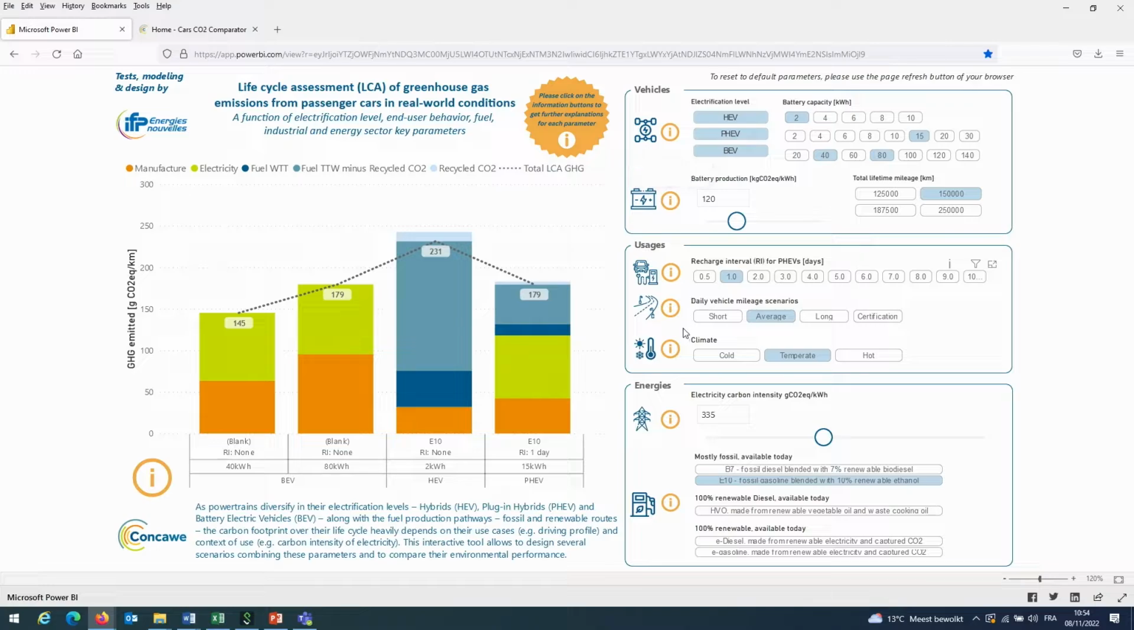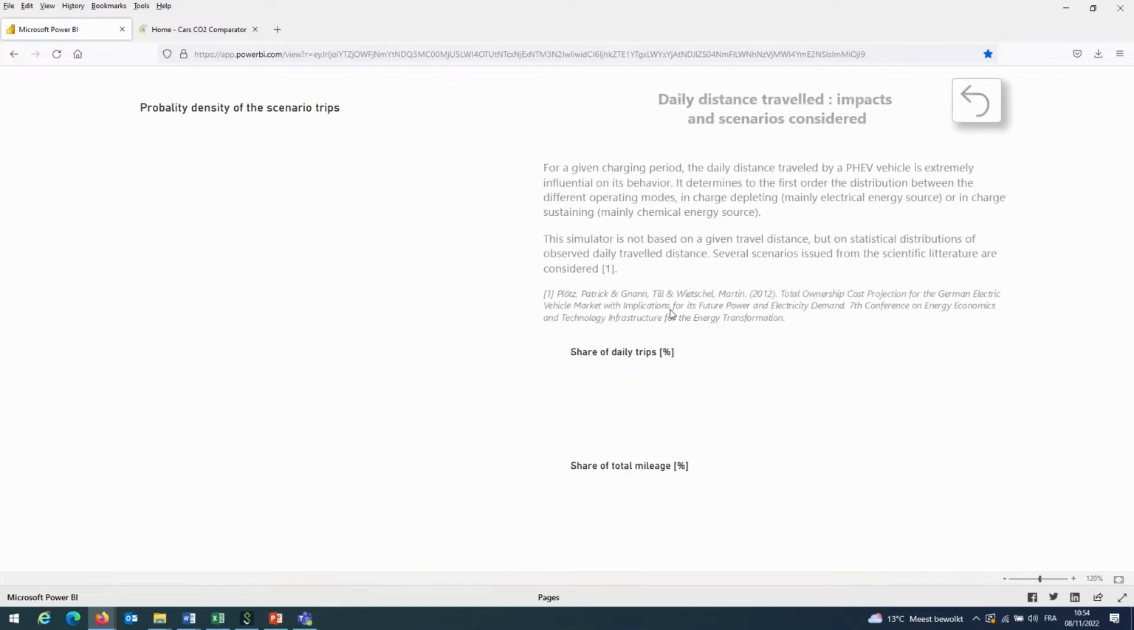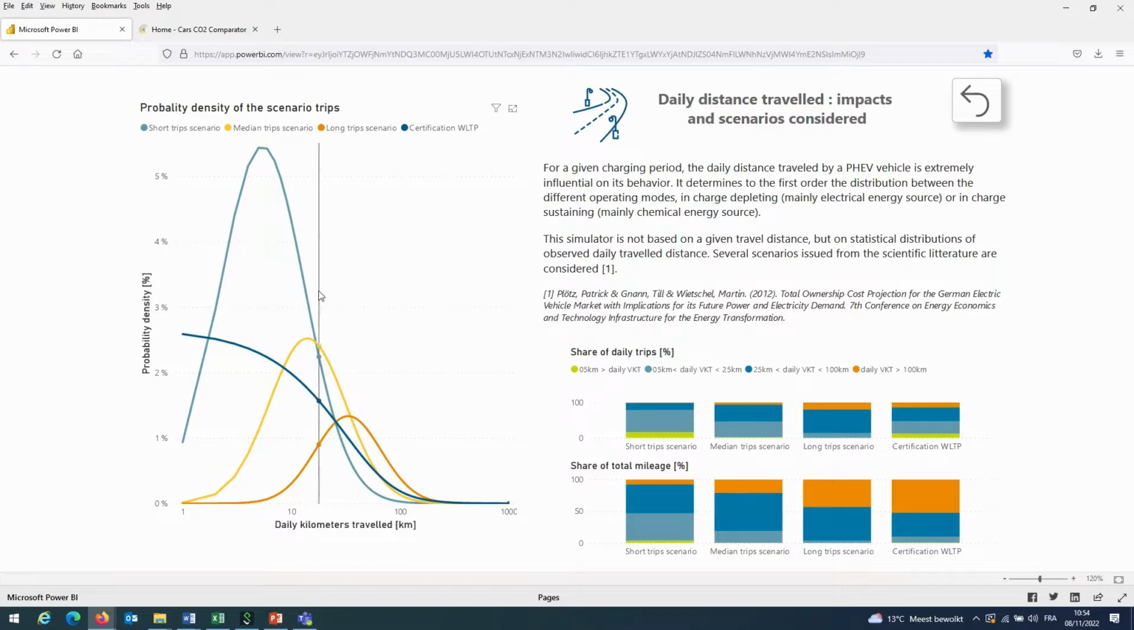And then the second parameter is related to your driving profile. By default, we use this yellow curve, which shows the probability density against the daily distance that you drive. And this curve is out of the scientific paper published in 2012 by Plötz et al. This is out of a German mobility survey.